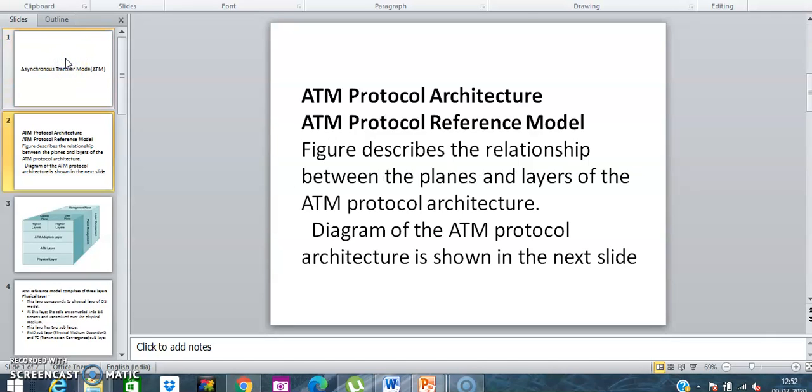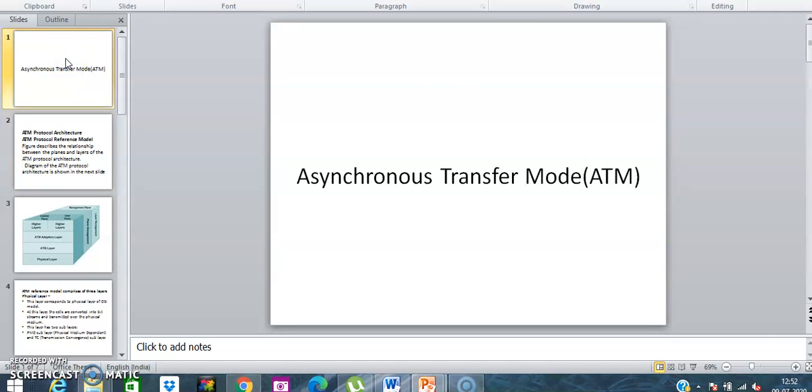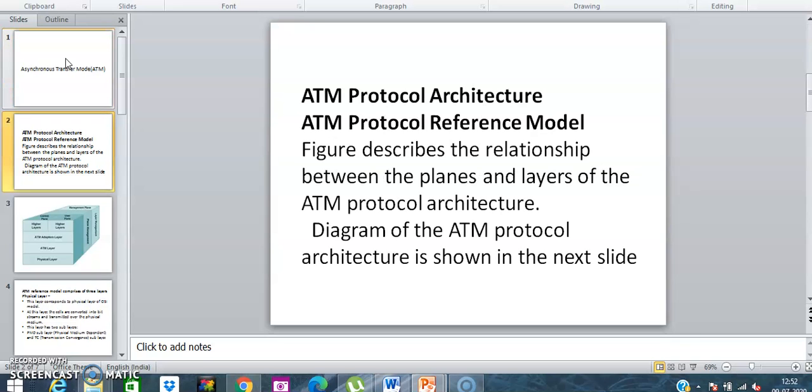Today we are going to deal with the topic ATM, Asynchronous Transfer Mode. ATM is a high-speed transmission protocol in which data blocks are broken into small cells that are transmitted individually and possibly via different routes, in a manner similar to packet switching. ATM protocol architecture, or ATM protocol reference model.